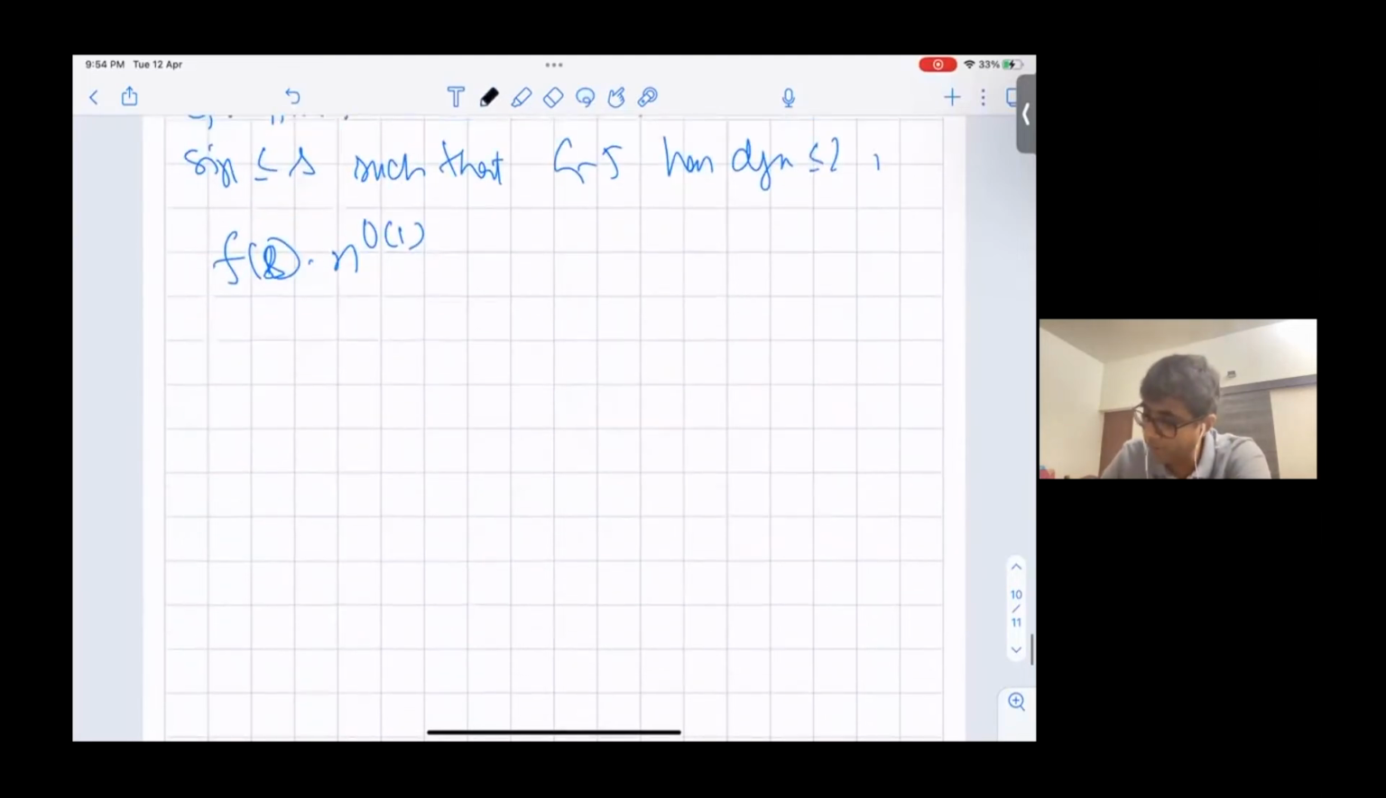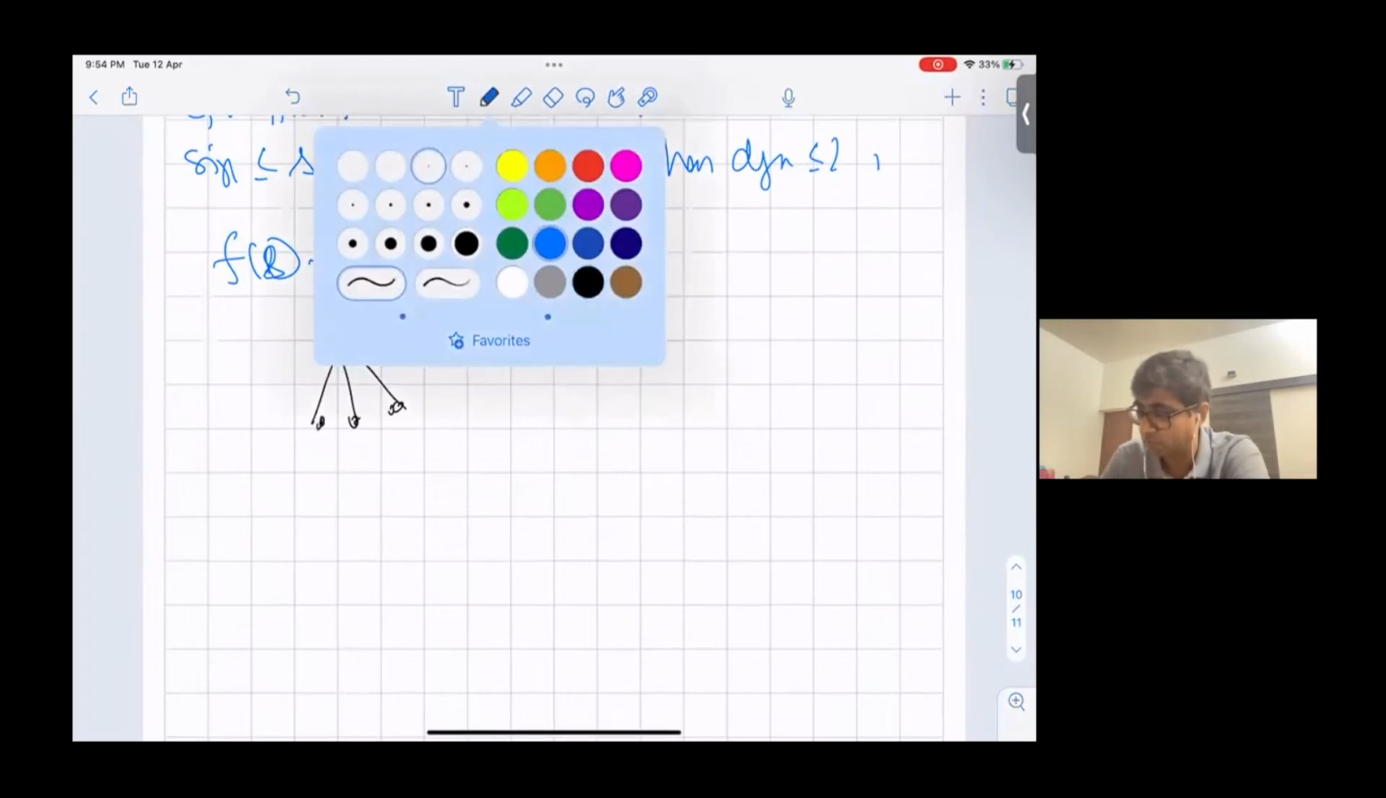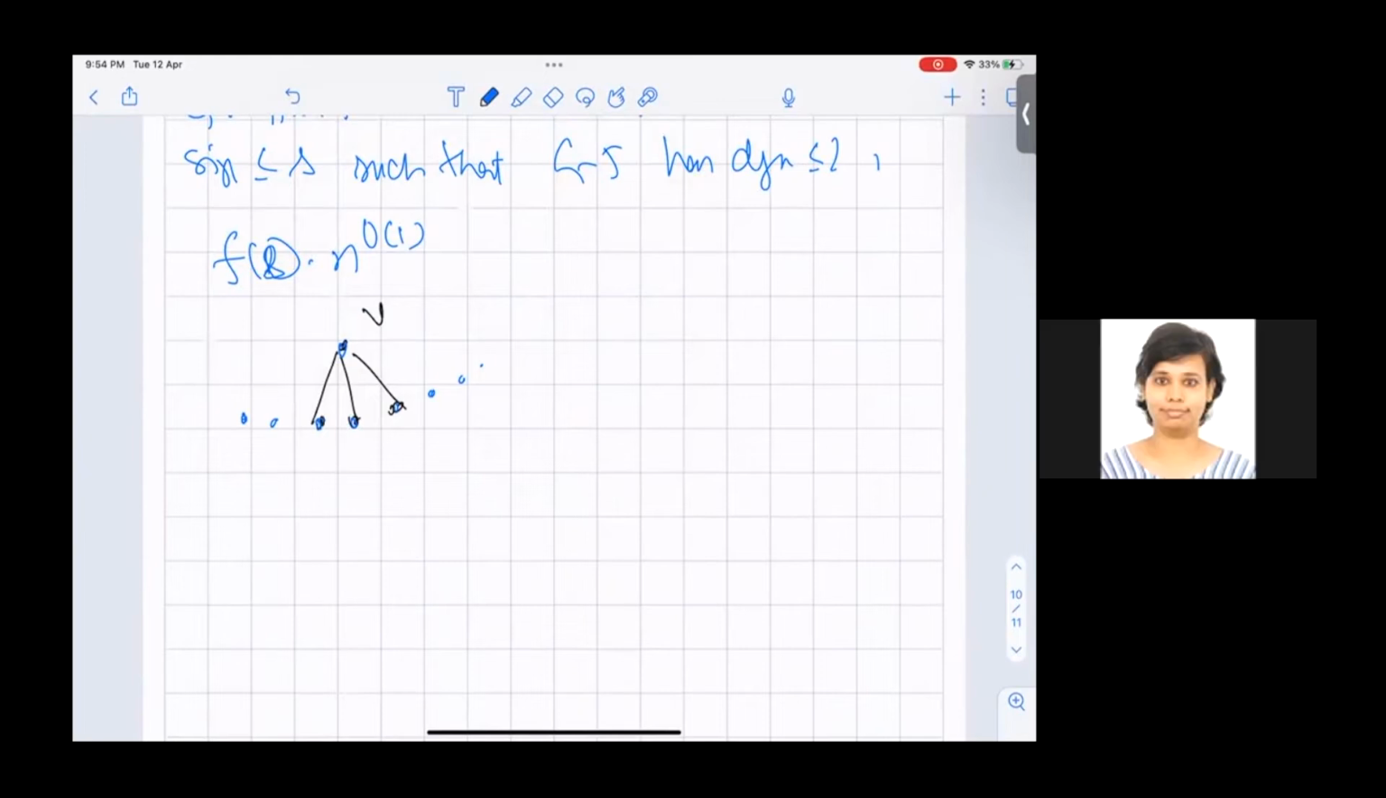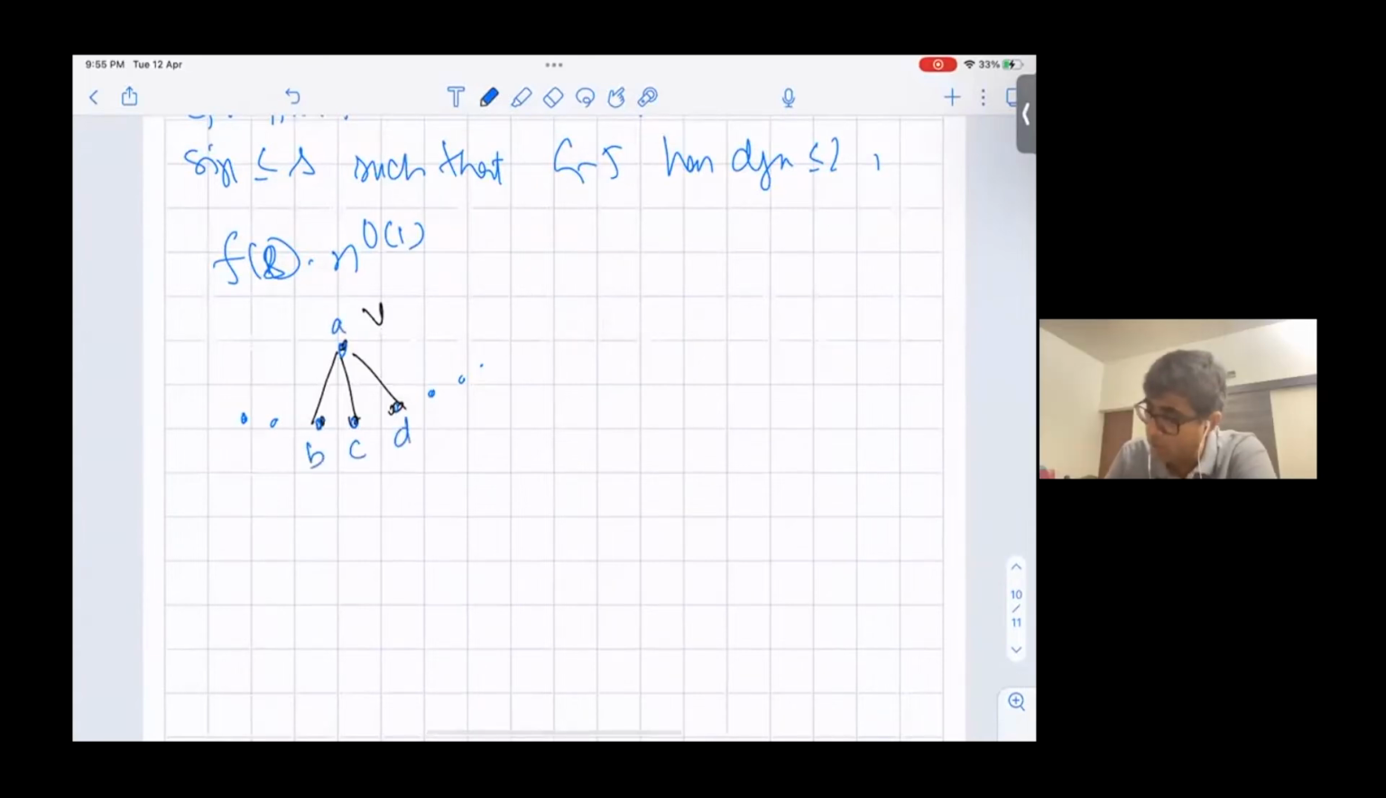Suppose I have a vertex V. It has, suppose, these are its 3 neighbors. There could be more neighbors, I don't know, but I just pick up these 3. What can I say about this? We need to remove at least one neighbor. A, B, C, D. Can A, B, C, D all of them survive? No. How many of you agree to this point?